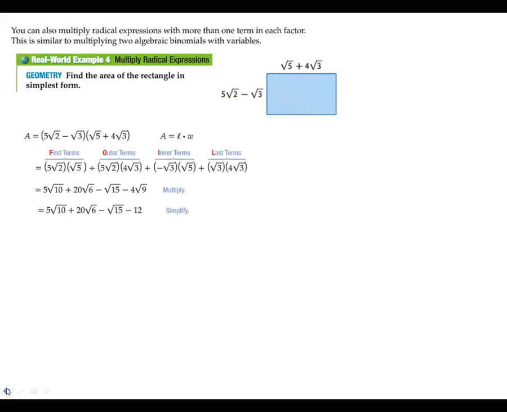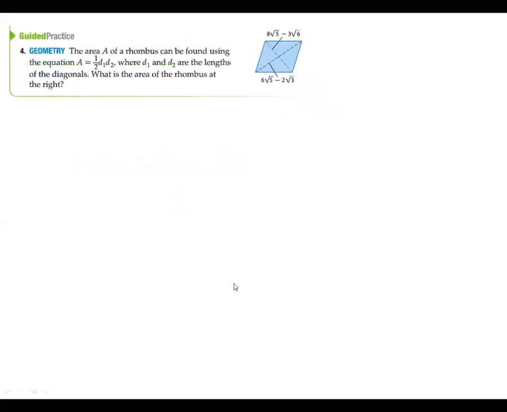Okay? Now, that looks weird, but if you plugged all that into a calculator correctly, you'd actually get a number, and that number would represent the area of that rectangle. Okay? All right, here's our last practice problem. Go ahead and read it carefully because they give you the formula and describe to you how to do it. Okay? Pause the video.